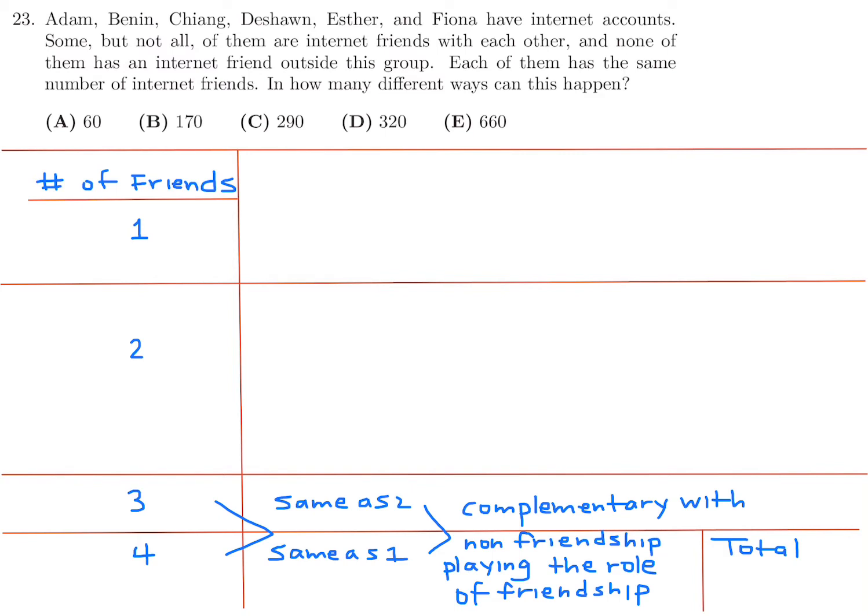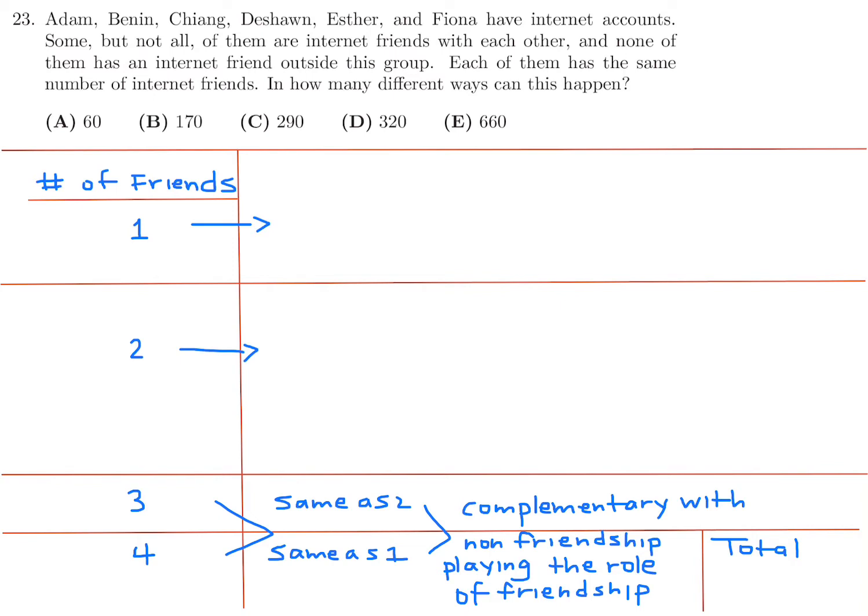And the reason they're complementary is because non-friendship plays the role of friendship. So if you have 1 friend, you have 4 that are not friends. If you have 4 friends, then you have 1 that's not a friend. You see what I mean? It's complementary. That's why the numbers are the same. So we obviously have to figure out the numbers for 1 and 2.